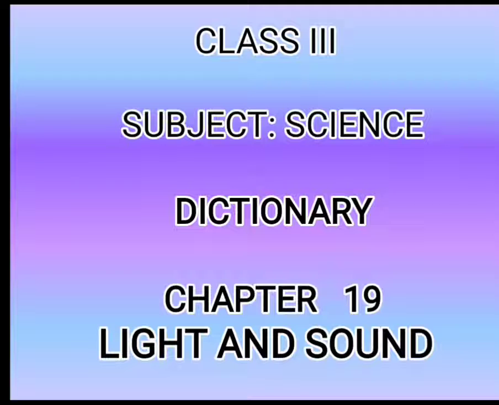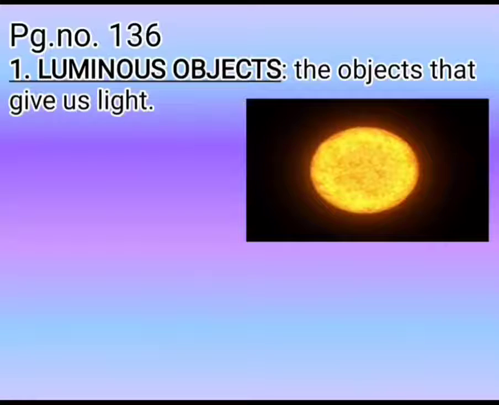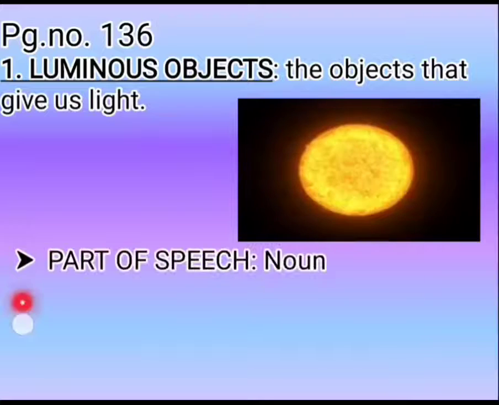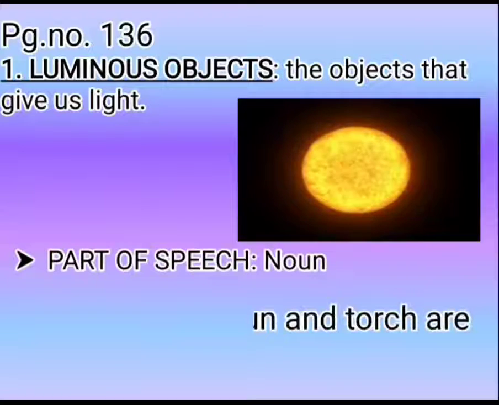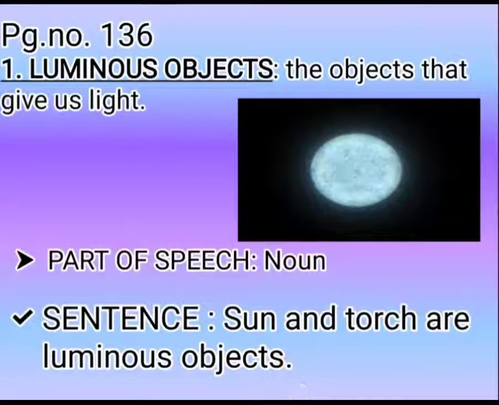In this we will be learning about the difficult words, their meanings, the part of speech of that word, and we will be framing a sentence using that difficult word. Let's start with the first word. First word is luminous objects, meaning the objects that give us light. Luminous objects is a noun. Sentence: sun and torch are luminous objects.